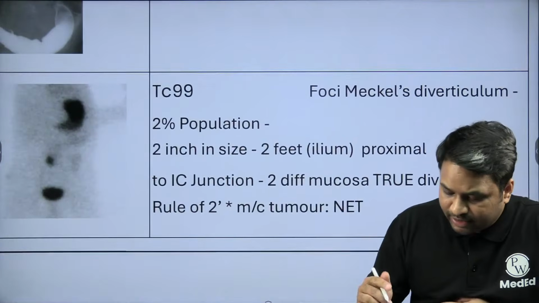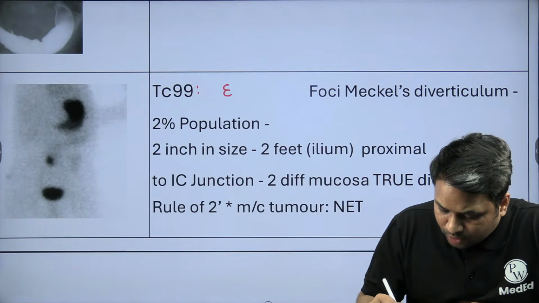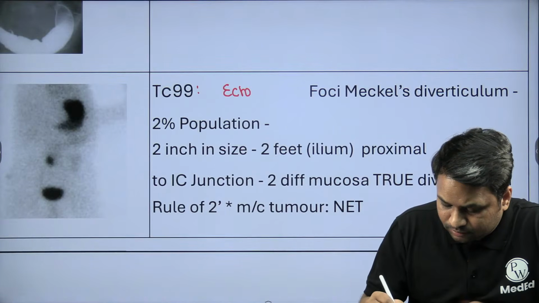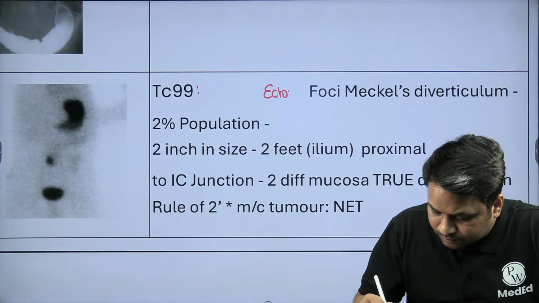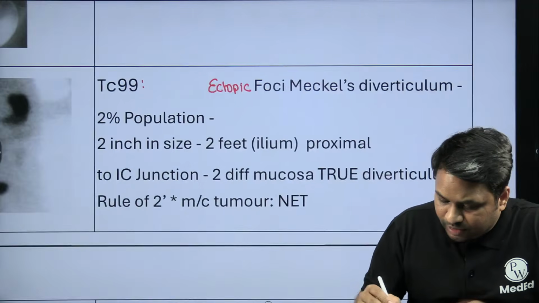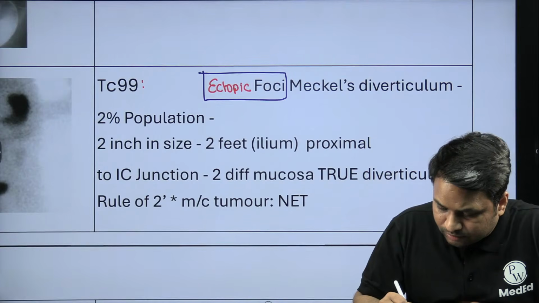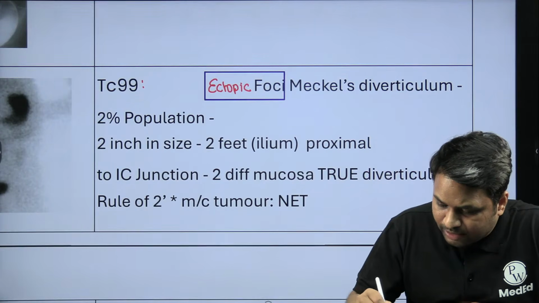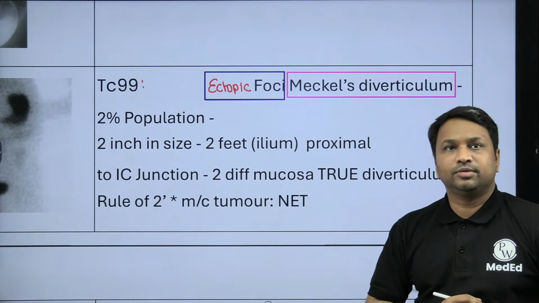So, technetium 99, when you do it, if there's presence of ectopic foci, the presence of ectopic foci is seen in Meckel's diverticulum. So the diagnosis will become Meckel's diverticulum, right?